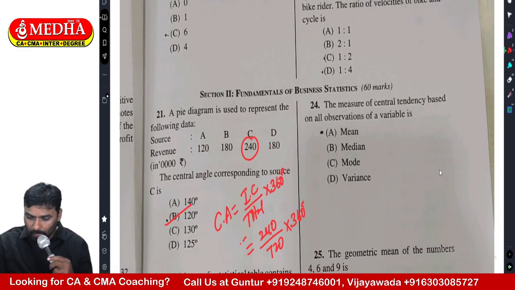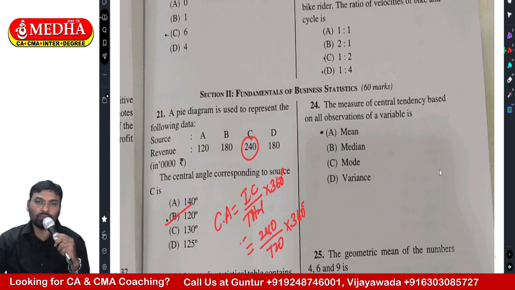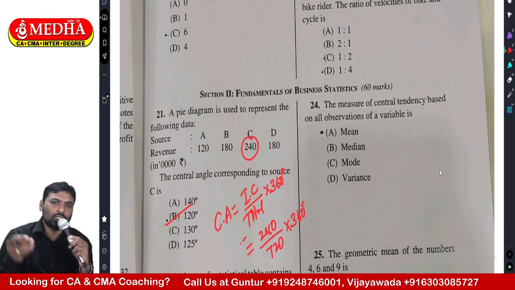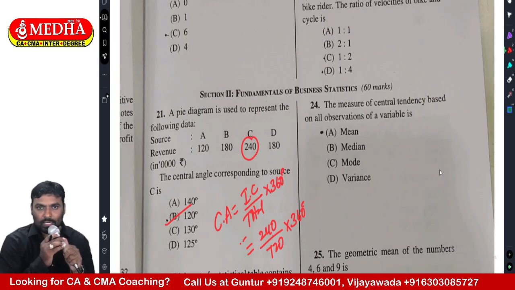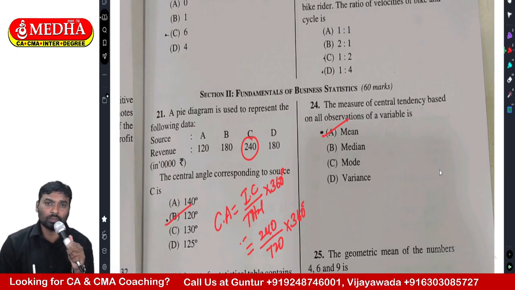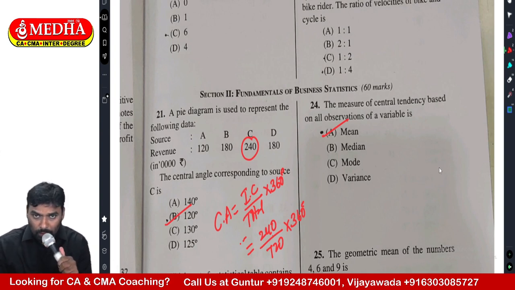The next one, 24th: the measure of central tendency that is based on all observations of a variable. Mathematical averages like arithmetic mean, geometric mean, and harmonic mean are based on all observations. Among these three, they have given only mean. Median and mode are not based on all observations. Variance is based on all observations, but variance is not a measure of central tendency. Variance is a measure of dispersion. That's why the answer is mean.